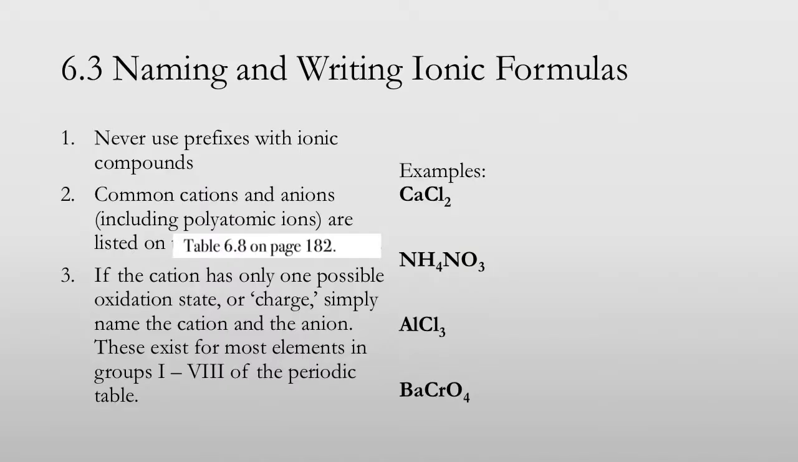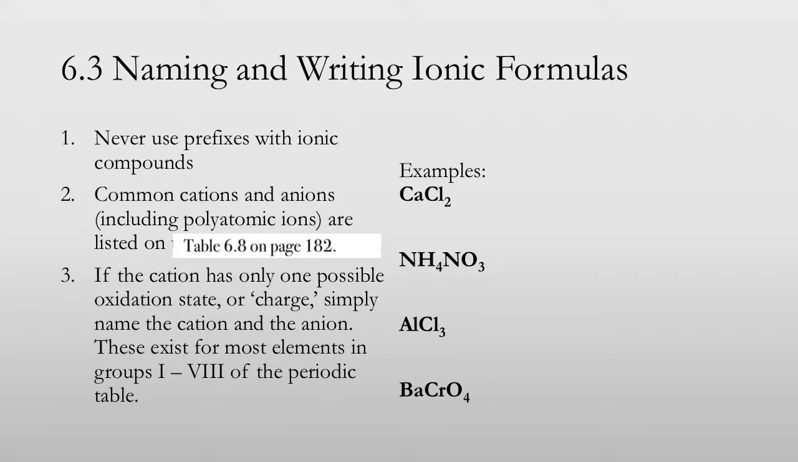Okay, now we're in section 3, naming and writing ionic formulas. So the rules for naming ionic compounds. Rule number 1, never use prefixes with ionic compounds. Prefixes meaning mono, di, tri, tetra, penta, hexa, septa or hepta, octo, nona, deca, and so on and so forth.